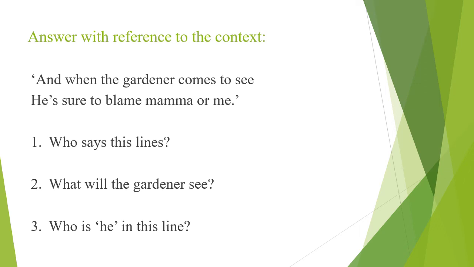Question number 3. Who is he in this line? Now the poet keeps talking about someone and refers to him as he. Now write, who is he in this line? And when the gardener comes to see, he's sure to blame Mama or me. Who is he here? Find out. If you got the answer, please write it down. Very good.